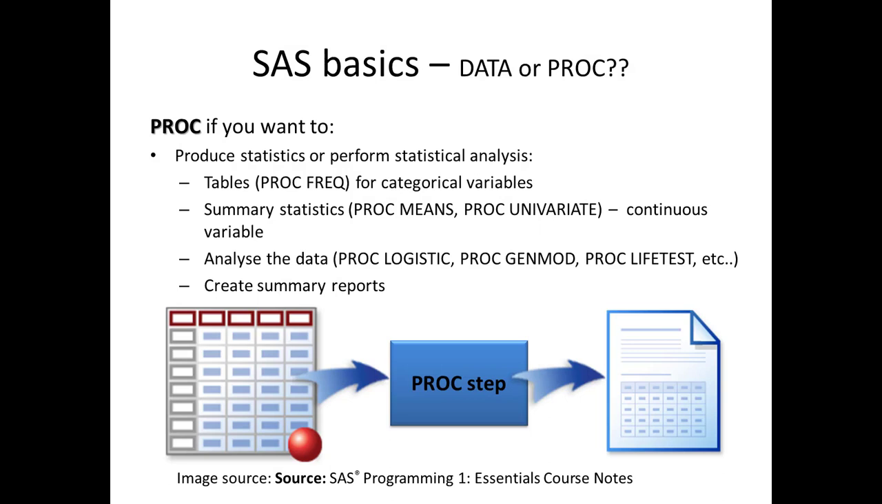So that's the data step. What about the PROC step? So a PROC, as I said, produces the statistics or performs the analysis on a particular data set. So we've seen already the PROC freq, which is used for categorical variables if we are looking at the frequencies. We could use the PROC means or the PROC univariate a little bit later on in the course to produce some summary statistics of our continuous variables.